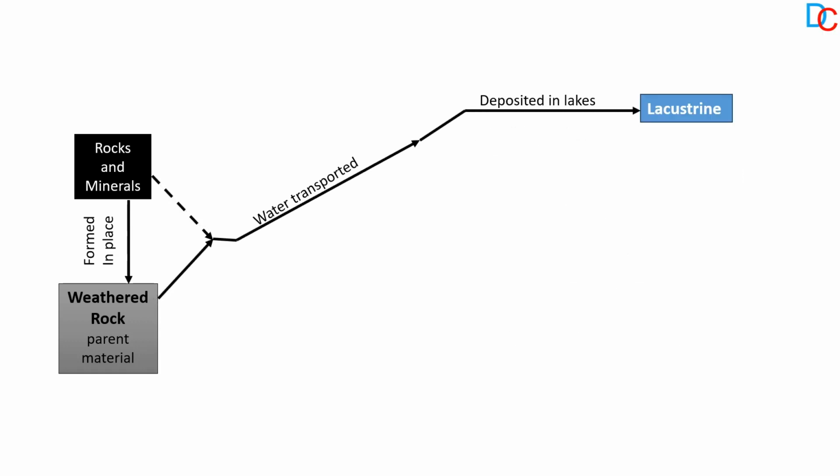Weathered rock materials could be transported by river or stream channel and deposited at the bottom of a basin or lake. These are called lacustrine deposits.